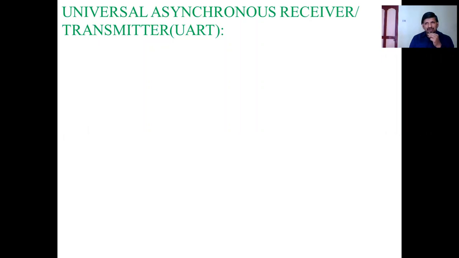Since it is asynchronous, instead of having the same clock frequency at transmitter and receiver, we need to set identical settings for both transmitter and receiver. That means the transmitter and receiver should both have the same baud rate, the same number of data bits, meaning the same data length, the same number of stop bits, and next, parity bits, like that.